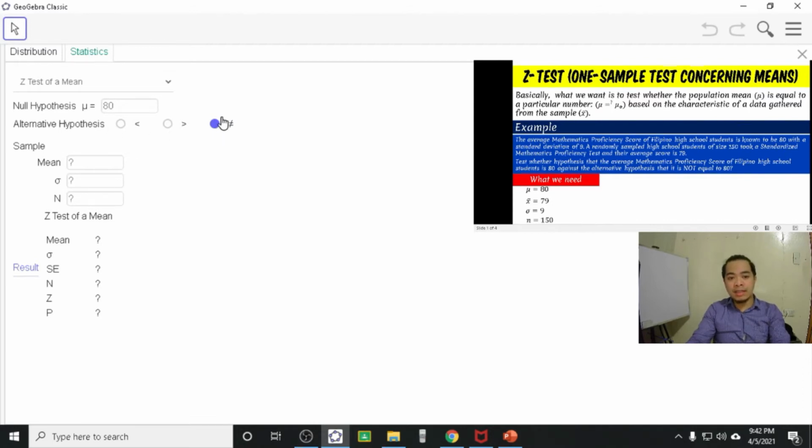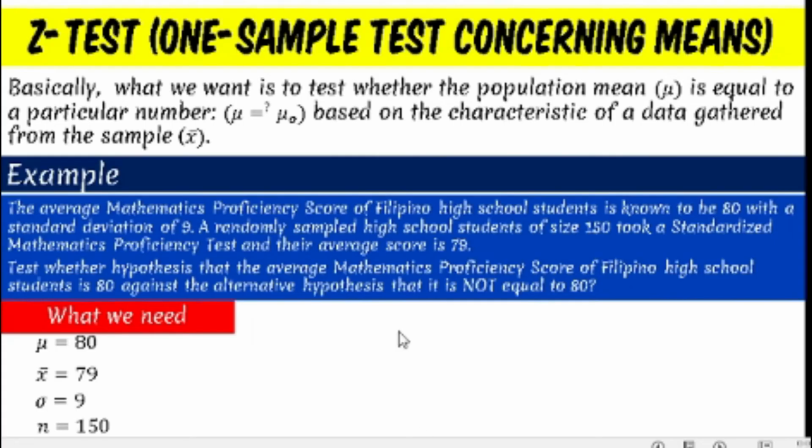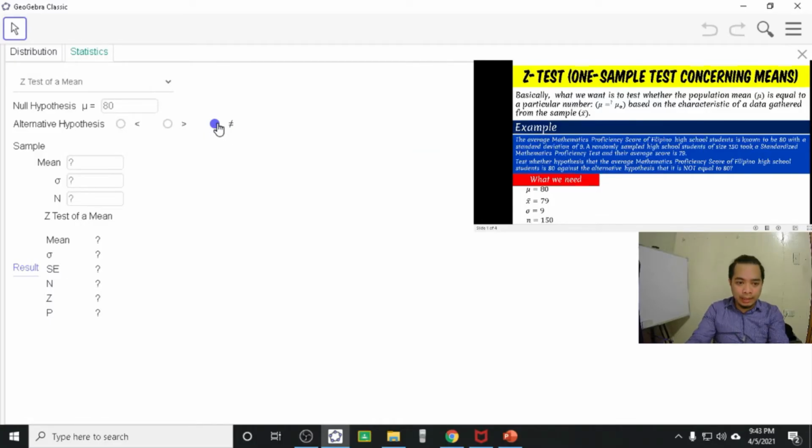But if we are just testing in general that the mean is not equal to 80, then it's called a two-tailed test. So how do I identify whether to use a one-tailed test or a two-tailed test? We base it on the problem. In the problem, it did not say that we are to test an alternative hypothesis that is one-sided or one-tailed. It said that we are testing against the alternative hypothesis that the mean is not equal to 80. So the direction was not specified.